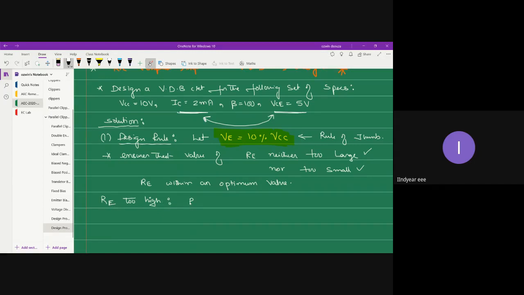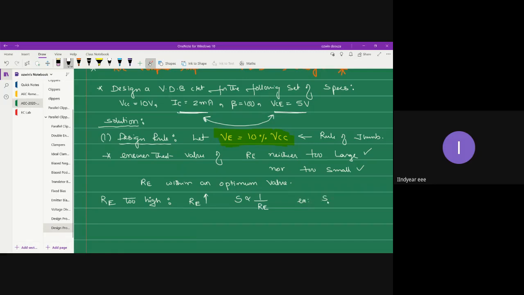So when your RE value is very high, you know that while deriving stability factors, it could be S or S dash or S double dash, your stability factor S is inversely proportional to RE. Forget about the numerator and forget about the associated terms with the RE. On a larger scale, you can just say that stability factor is inversely proportional to RE. You have seen, right?